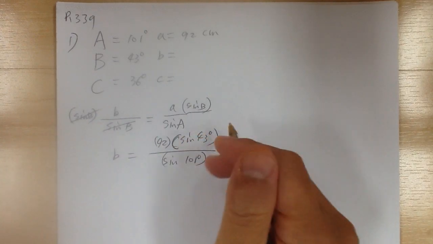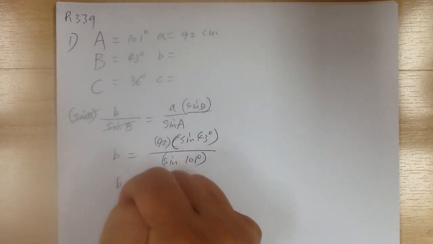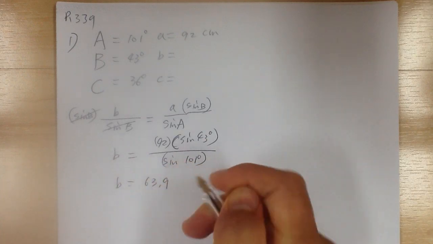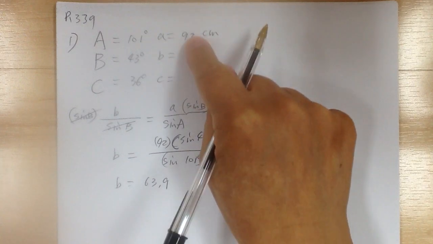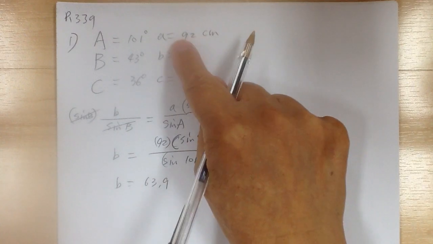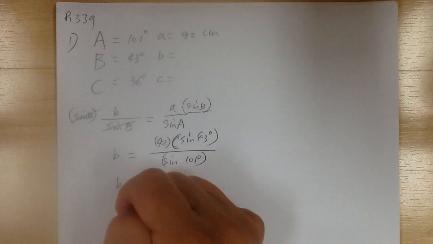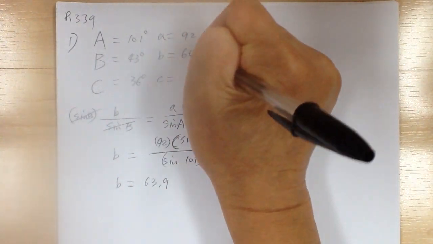Okay, use your calculator, enter all the numbers. You get B equal to 63.9. And when you put it in here, you follow the number of significant digits. So there are two digits, so when you round it off, you're going to end up with 64.